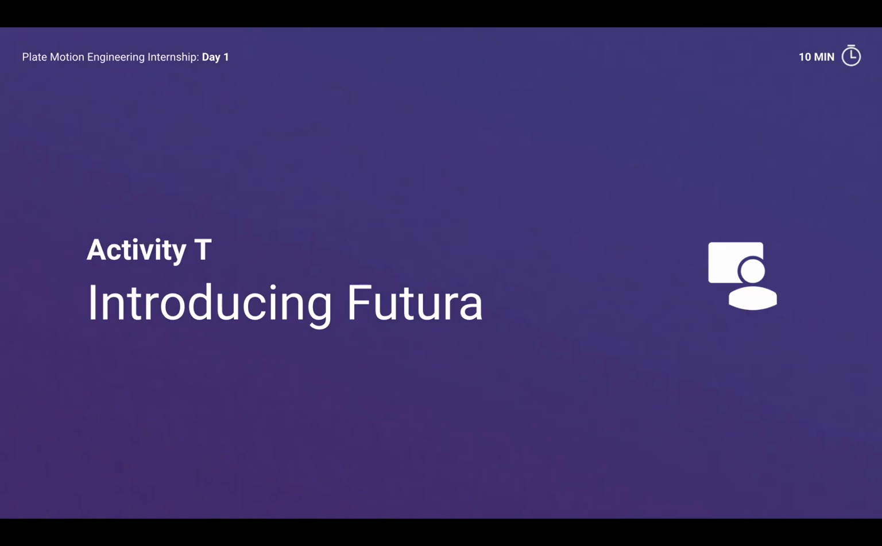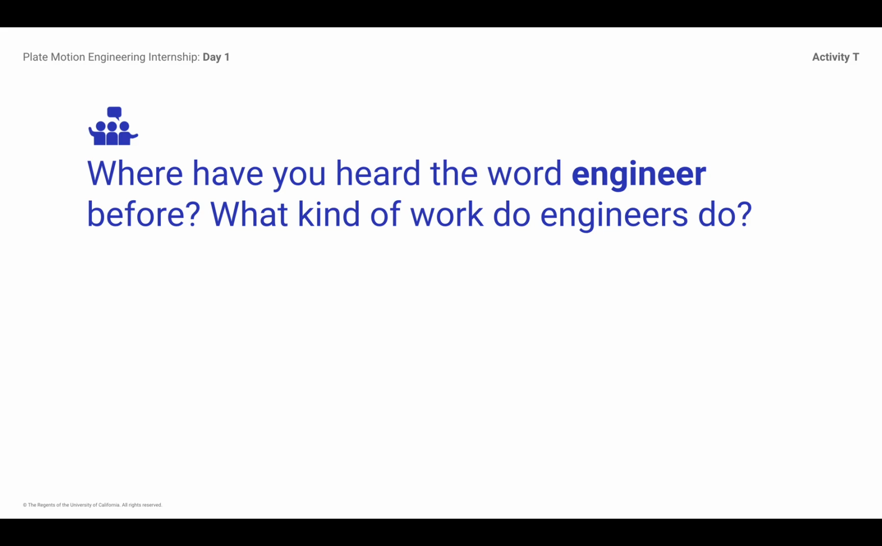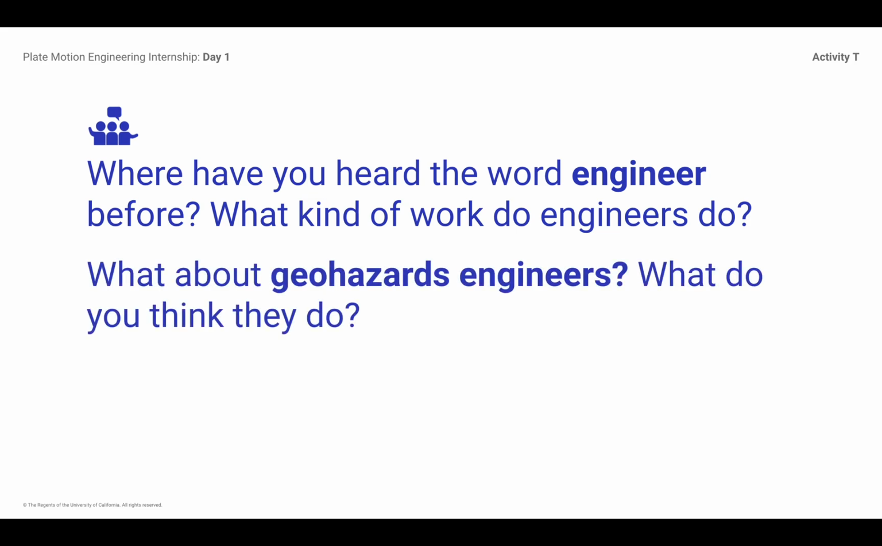Let's begin. Okay, so in class today, we talked really quickly about the word engineer. Has anybody ever heard of an engineer before? What kind of work do engineers do? And then specifically, I kind of led the discussion about what geohazards engineers would do. And if you look at the word geohazards and you break that up into their prefix and root word, geo is earth, hazards, it's not a good thing.